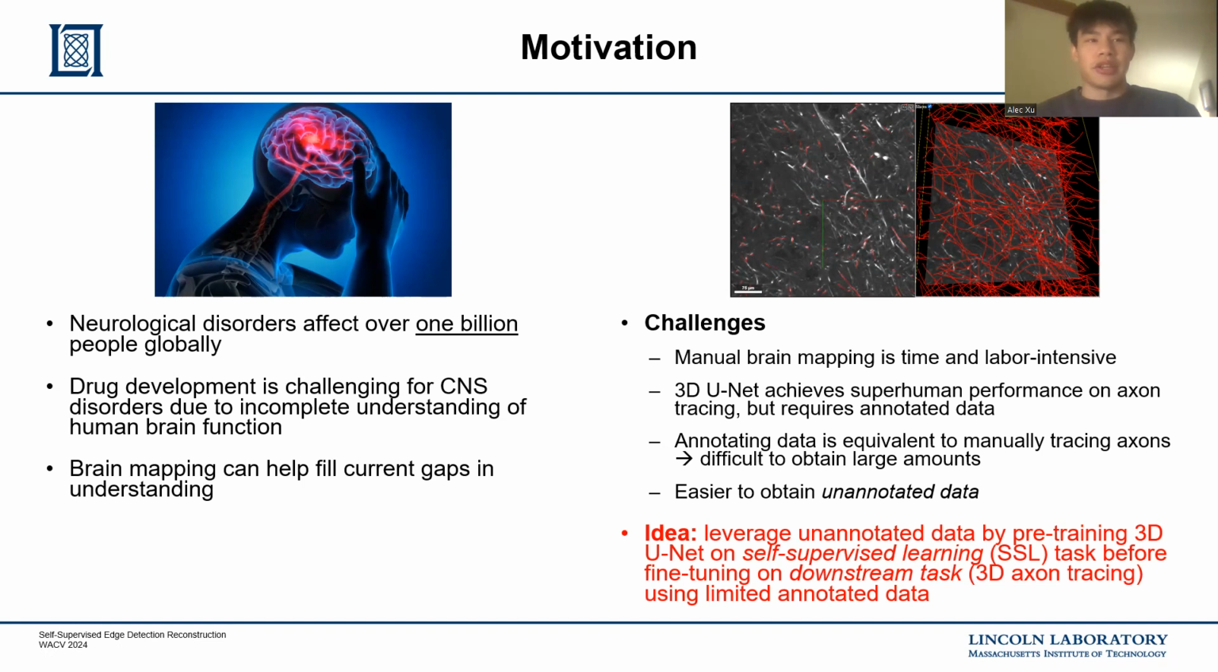It's difficult to obtain a large amount of annotated images, because annotations are the same thing as manual tracings. And again, this is very time consuming. On the other hand, it's much easier to collect unannotated images. So our goal was to leverage unannotated data by pre-training a 3D UNet on an SSL, or self-supervised learning, task before fine-tuning this UNet on the downstream 3D axon tracing task. And so in this work, we propose a new SSL task for axon tracing in particular.